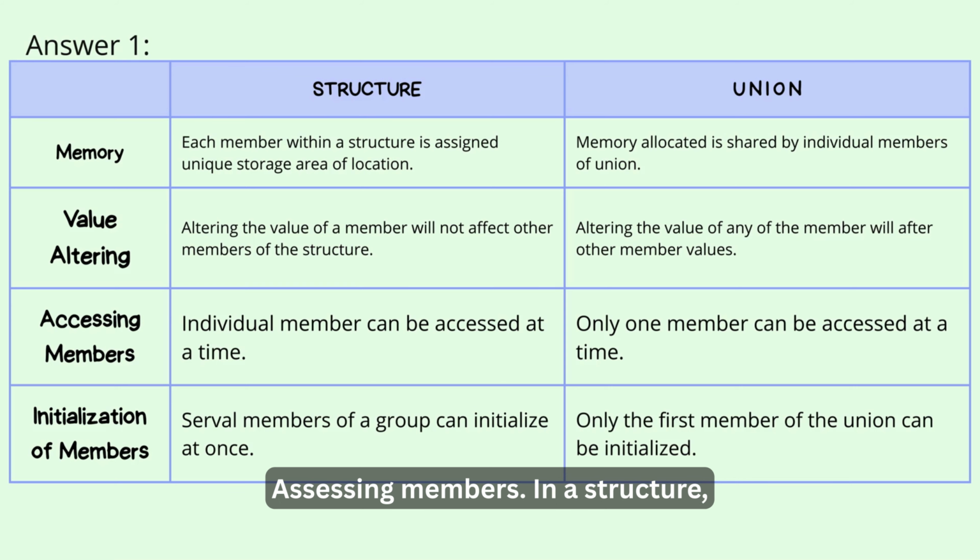Accessing members. In a structure, we can access all members whenever required. In a union, at a time, only one member is valid. Only the last assigned member holds the correct value in union. Initialization. In a structure, we can initialize all members at once. In a union, only the first member can be initialized at the time of declaration.